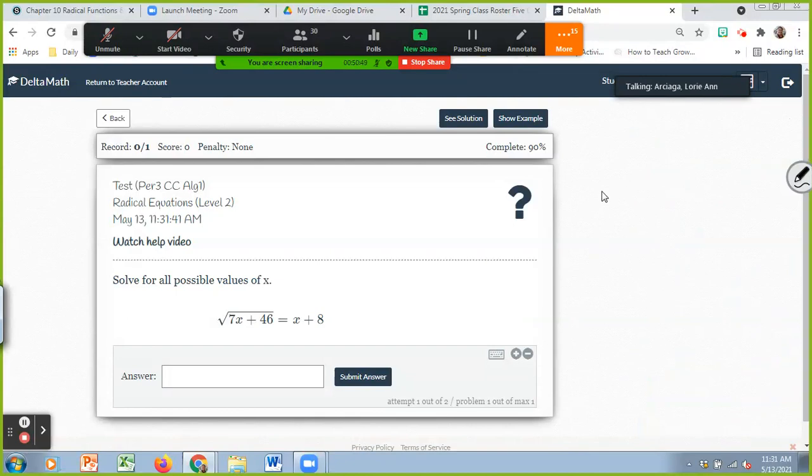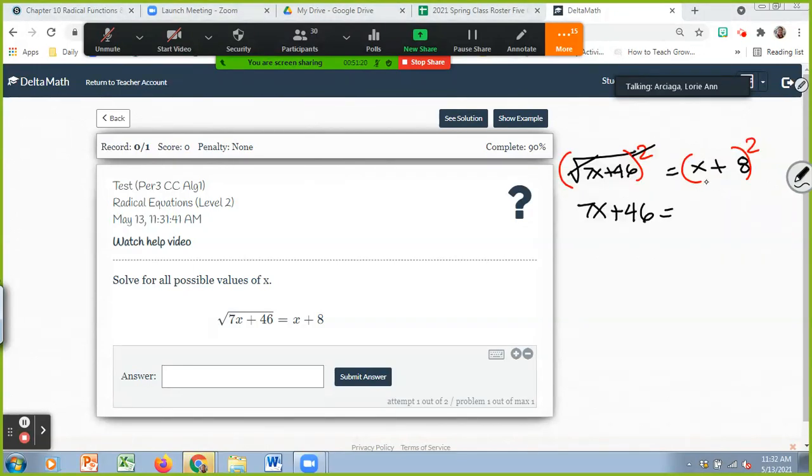I think this is the last one. Okay, so let's finish it up. Is equal to x plus 8. Alright. Okay, so we're going to do the same thing again. Square, square, then you cancel, then bring it down.